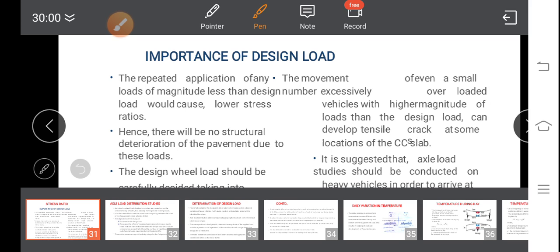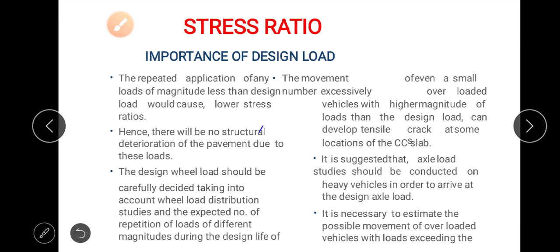In the last class, we reached up to the importance of design load. So today we will see the importance of design load. The repeated application of any loads of magnitude less than the design load would cause lower stress ratios. Hence, there will be no structural deterioration of the pavement due to these loads.